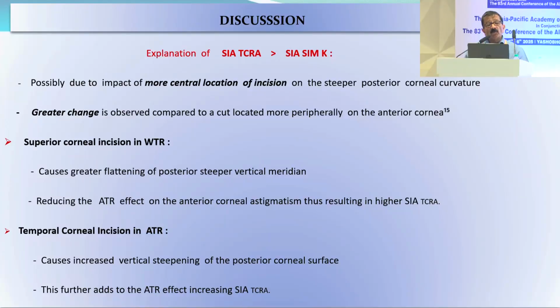Now, the explanation for the refractive astigmatism SIA being more than the simulated keratometry SIA was possibly due to the impact of the more central location of the incision on the steeper posterior corneal curvature; a greater change is observed compared to the cut located more peripherally on the anterior cornea. The superior corneal incision in WTR causes greater flattening of the posterior steeper meridian, reducing the ATR effect on the anterior corneal astigmatism, thus resulting in the higher SIA TCRA. And the temporal corneal incision in ATR causes increased vertical steepening of the posterior corneal surface, which further adds to the ATR effect, increasing the refractive astigmatism SIA.